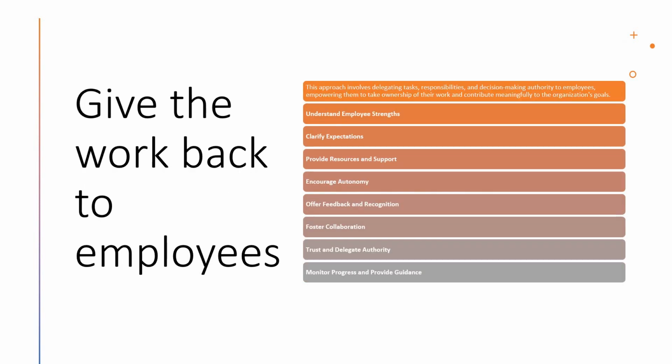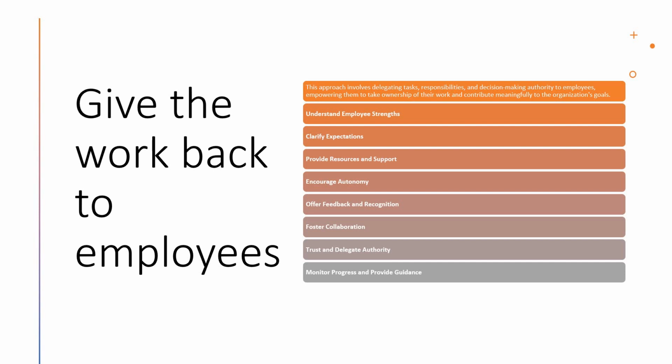And then comes giving back, giving the work back to the employees. What is it and how is it important? This approach involves delegating tasks, responsibilities, and decision-making authority to employees. Empowering them is the most important thing that the leaders should do. Understanding employee strengths is the first thing that the leaders do. They know the strengths, skills, and capabilities of each employee.